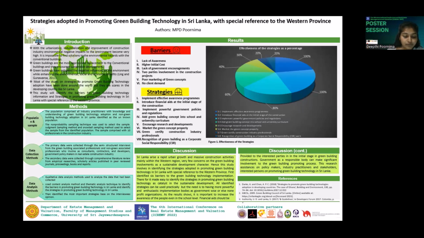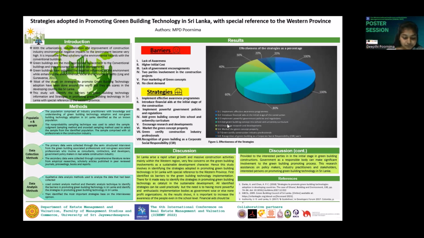To get the results, we identified 6 barriers and accordingly 8 strategies. The most efficient strategies were to implement effective awareness programs, introduce financial aids at the initial stage of construction, and implement powerful government policies and regulations. This chart also shows what the green building and construction industry professionals say, and the majority view on the efficiency of these strategies.